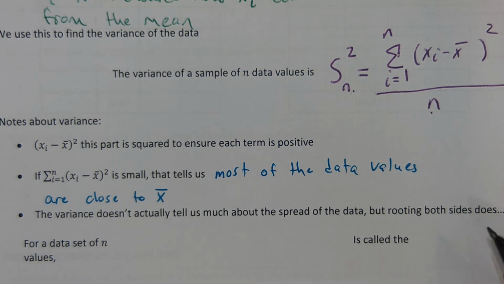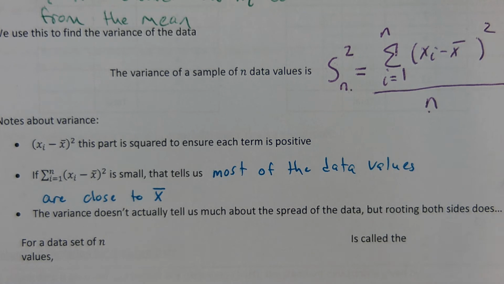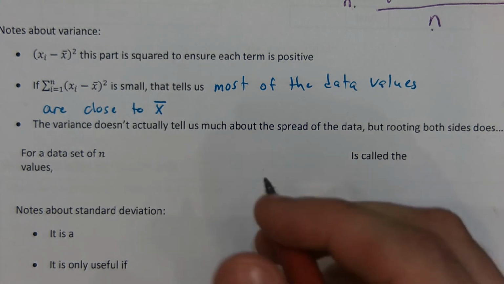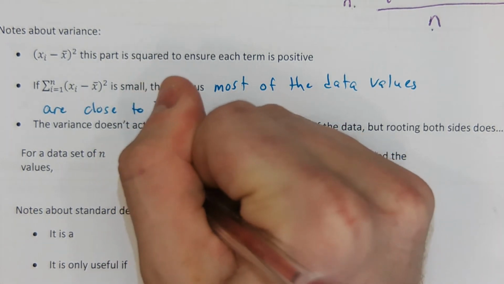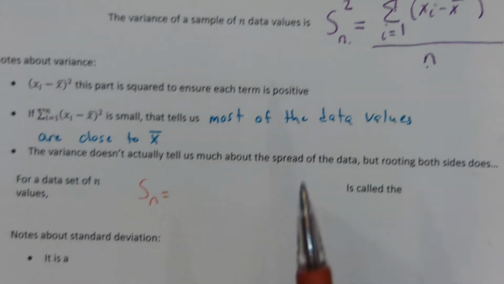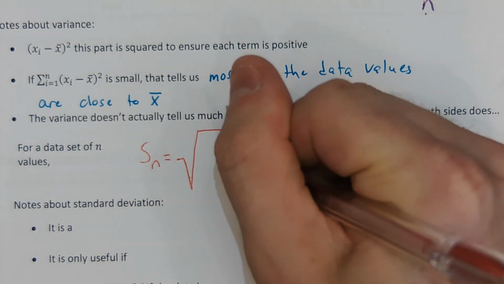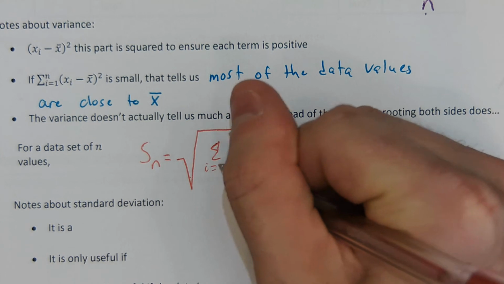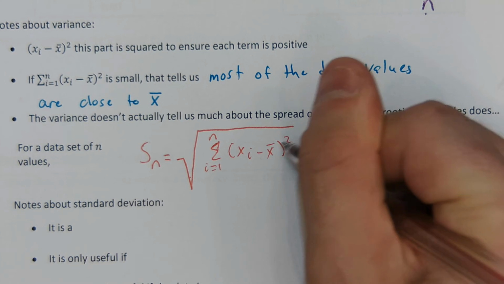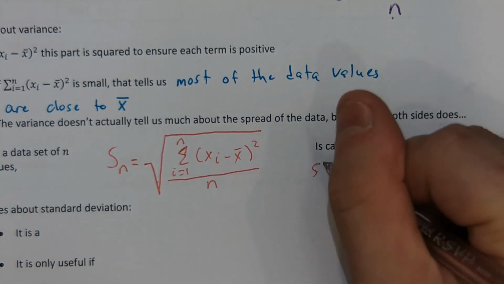However, if you were to square root your variance, you would have S sub n. And S sub n is called the standard deviation. So what we would have is S sub n equal to, and it's legitimately this formula up here with a big old square root bar over it. And that is called the standard deviation, like I said.